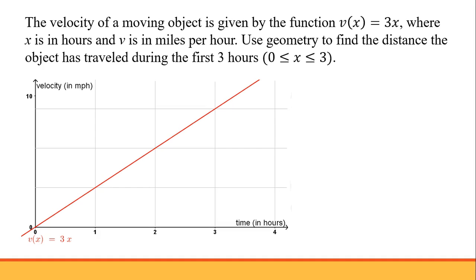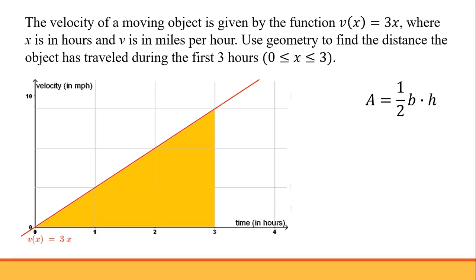If we want to know the distance the object has traveled during the first 3 hours, this is the part of the graph that we're looking to find the area of. It's this triangular region that goes from 0 to 3 on the x-axis. Now, since it's a triangle, we can use a formula for the area of a triangle to find the area of this shaded region. The base of the triangle is 3 units long, or 3 hours long.